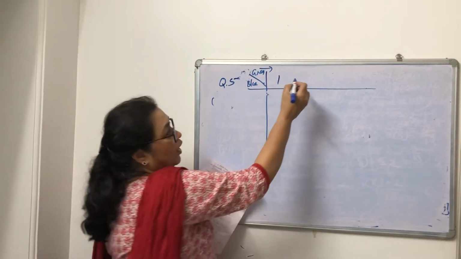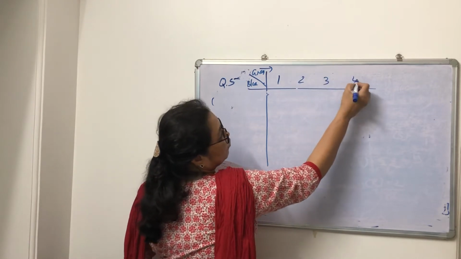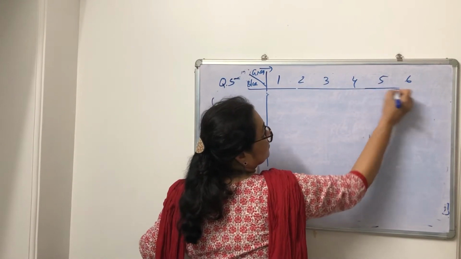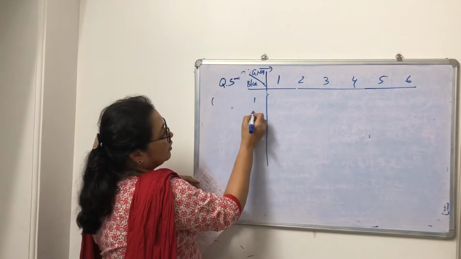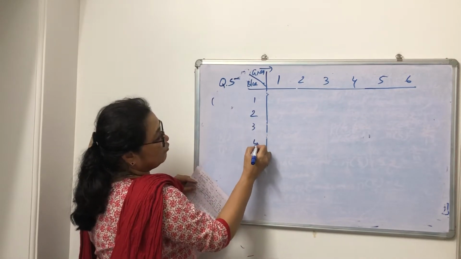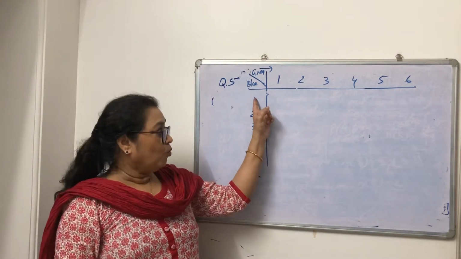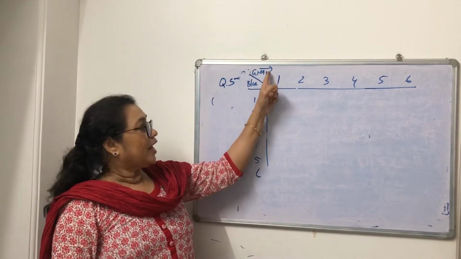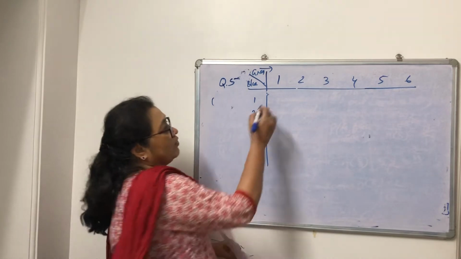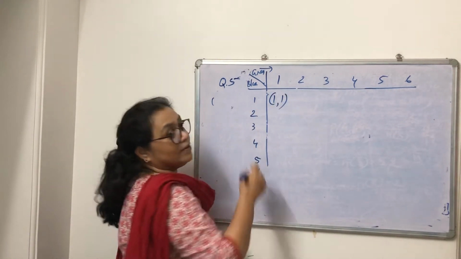Grey means 1, 2, 3, 4, 5, 6. Blue means 1, 2, 3, 4, 5, 6. First throw: blue में 1 आ गया, grey में भी 1 आ जाएगा. So our outcome is (1, 1).